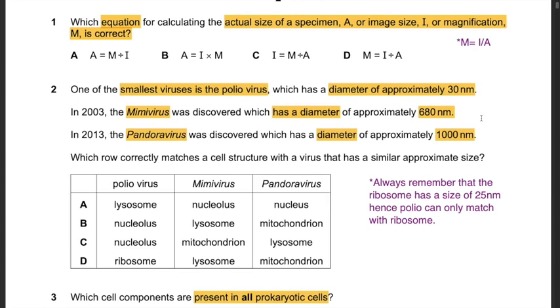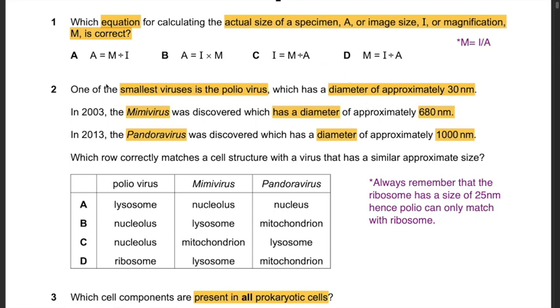Question 1. Which equation for calculating the actual size of a specimen A, or image size I, or magnification M is correct? First of all, you should know that the formula to calculate magnification is image size upon actual size. That is, M is equal to I over A. Always remember this formula. Magnification is nothing but the image size upon the actual size.